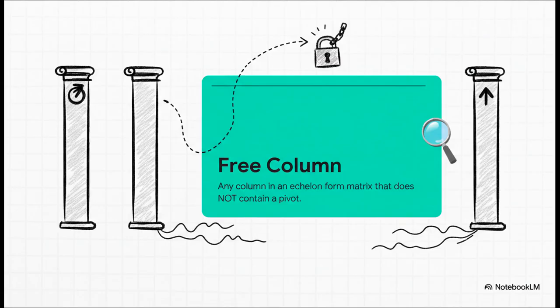Okay, so if the columns with pivots are pivot columns, what about the ones that don't have a pivot? Well, we call those free columns. They correspond to what we call free variables. But here's a little spoiler. We're going to find out that they're not quite as free as they sound.